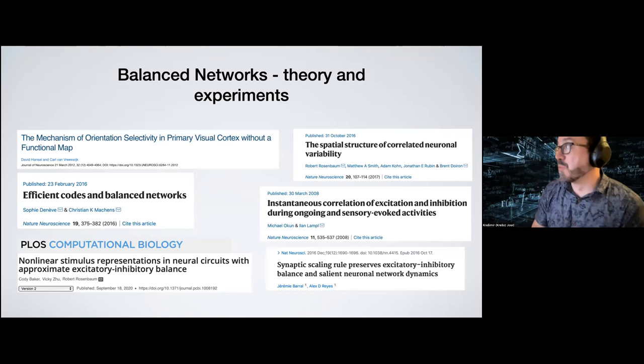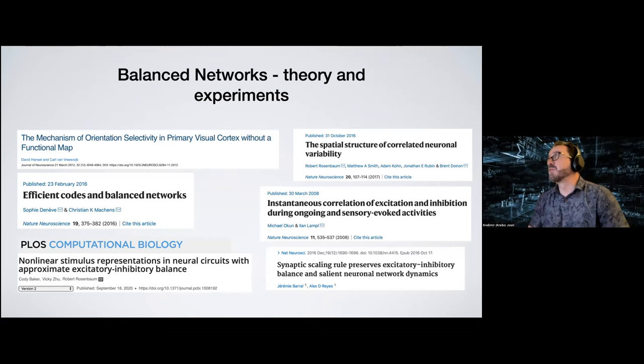And there have been tons and tons of studies following up on this. This is just a few of the ones that have used balance. As you saw in the previous talk, there are some other ones right here that use balance, either in experiments to confirm balance, or balance to explain experimentally observed behaviors or activities in the brain.